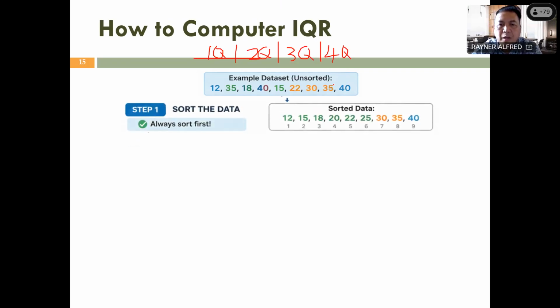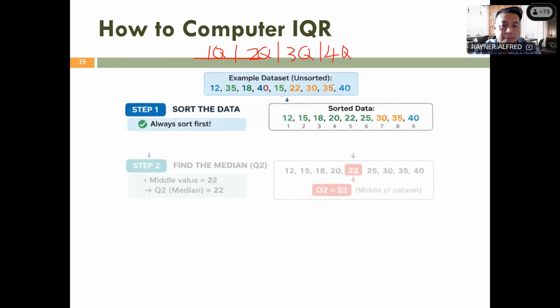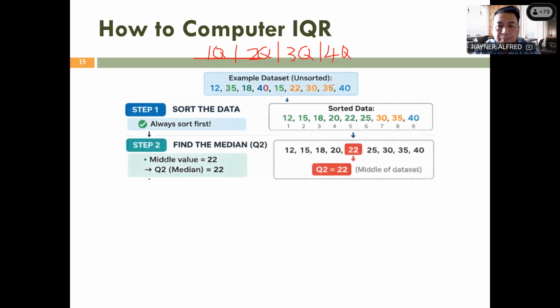Okay, so once we get the sorted data, we will need to find the median. So the middle of the data set, which is the 22. So our quartile 2 will be starting from 22. Okay, so we mark this one as our quartile 2.